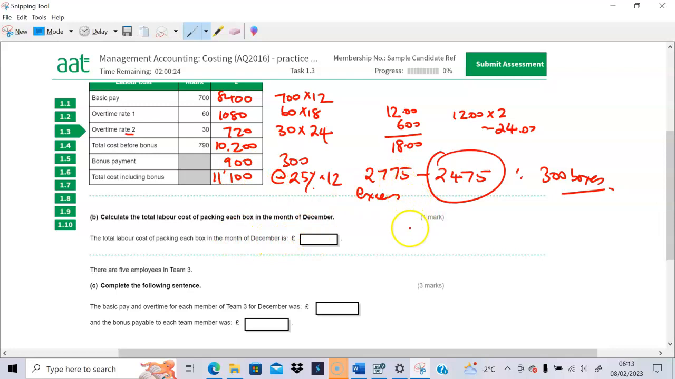And the question wants what this is per box. You did 2775 boxes, and so of course the average cost, so to speak, is that divided by 2775, and that gives you £4.